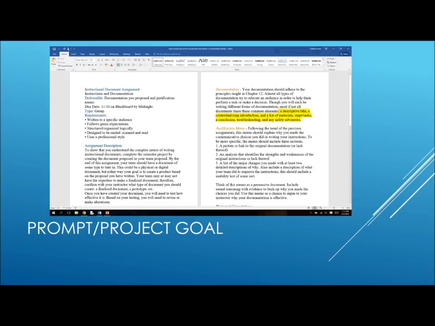Prompt or project goal. This is pretty self-explanatory. You need writing to accomplish something. Whether that's going to be a short essay, a report, or a short story, you got to know what you're going to be writing in the first place.